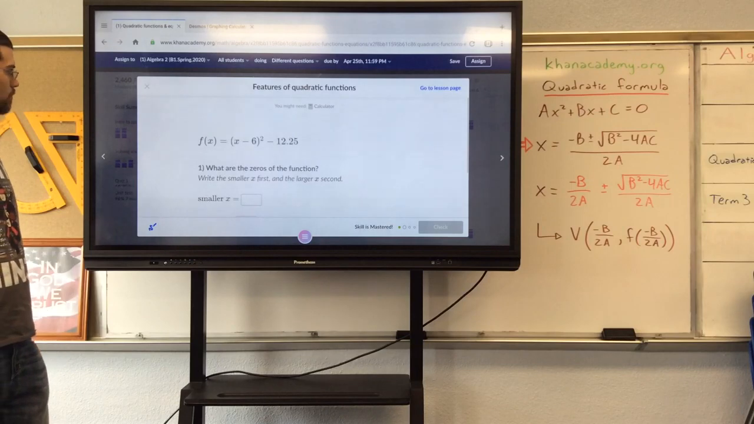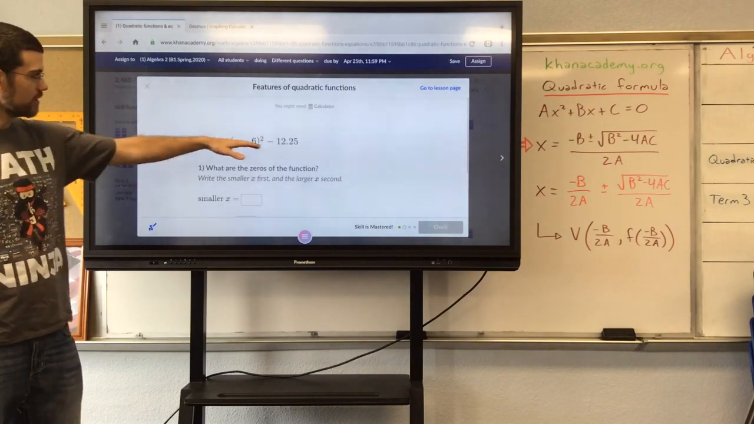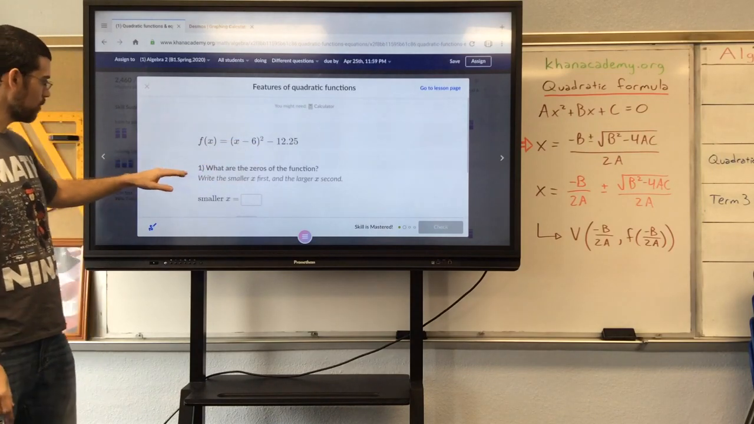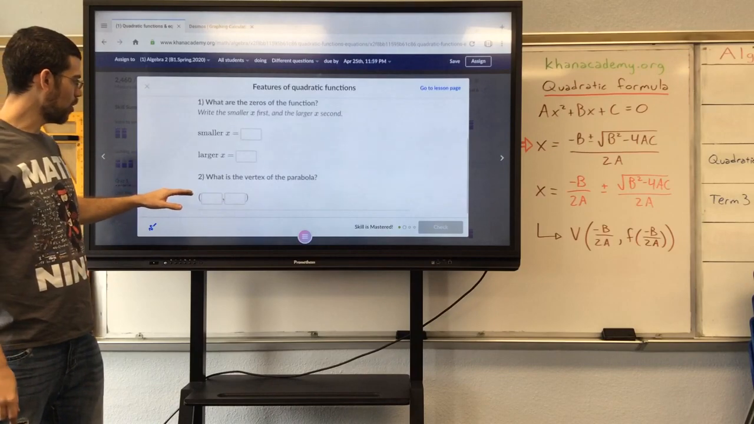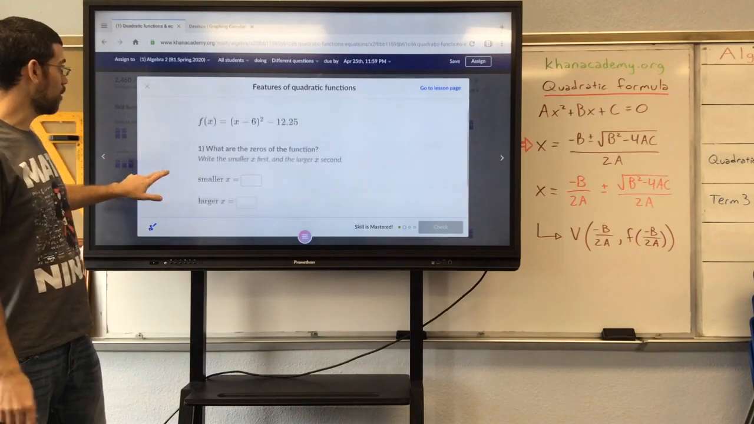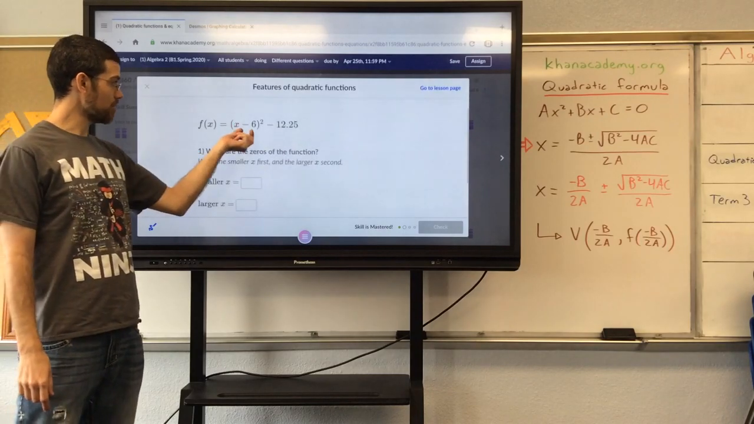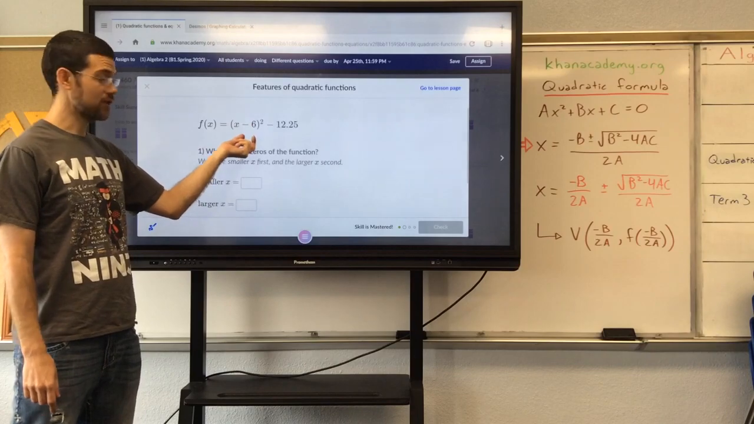Next question. Features of a quadratic function, where we've got this equation that's in vertex form. They ask us for the zeros. They also ask us for the vertex of the parabola. Well, since it's in vertex form, that part will be easy. It's the opposite of this constant. So the opposite of -6 is 6.